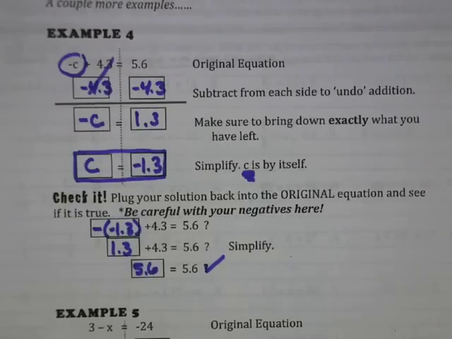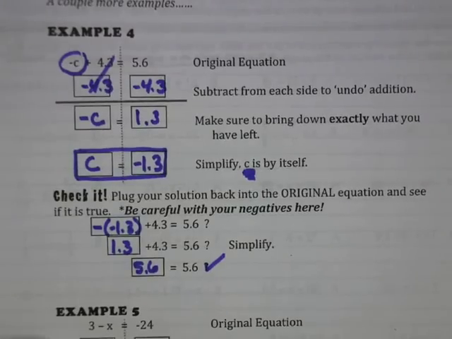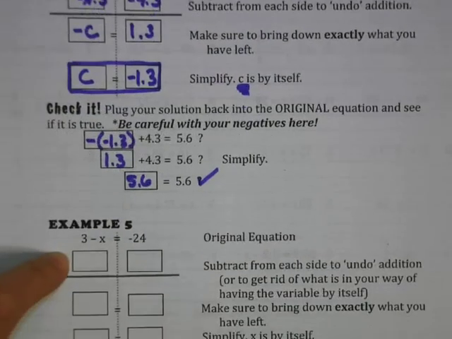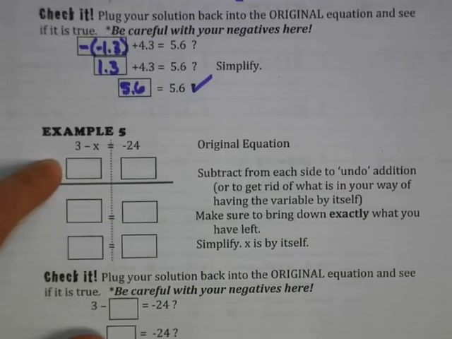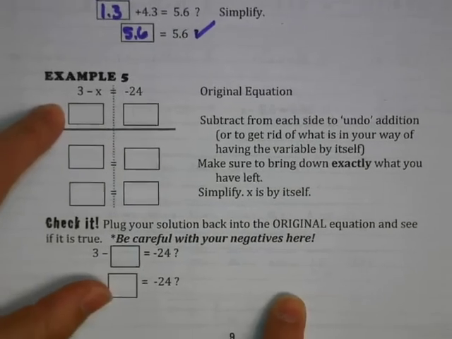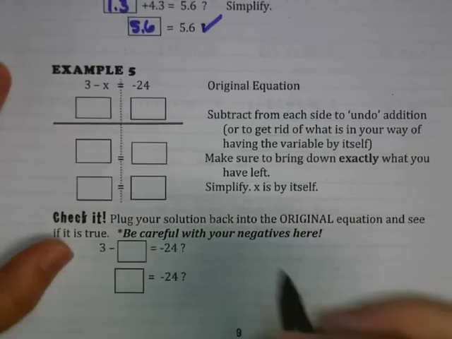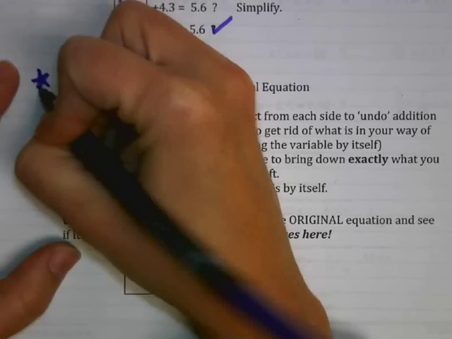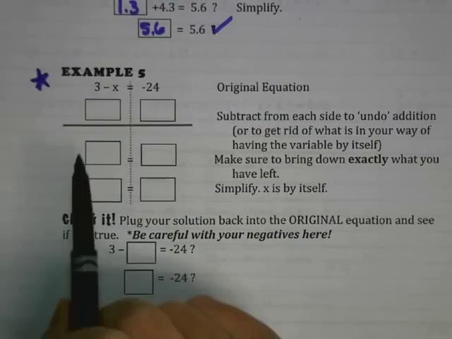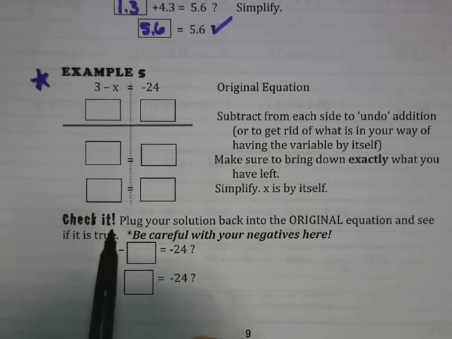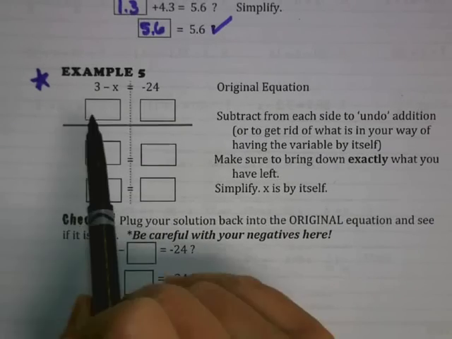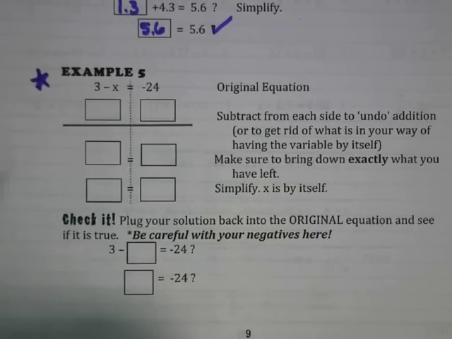Okay, one more new example of how we can get a negative variable and maybe not even realize it if we're not being careful. I'm going to move this all the way down so you can look at example 5. This one is, I'll put a big star by it, for sure the trickiest thing we've seen yet. Because it doesn't look like it's tricky, but it's got a hidden part to it. This says 3 minus x equals negative 24.